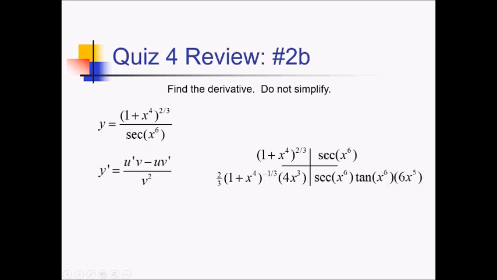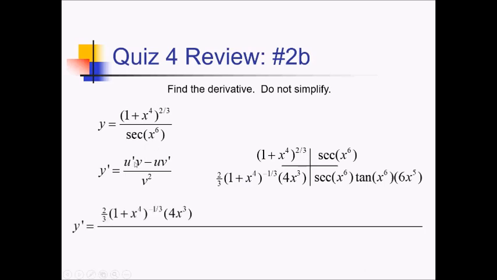And now we're going to use the box and ribbon, the ribbon part of the box and ribbon, to put it all back together. Starting in the lower left, we've got all this stuff here. That's our u prime. Multiplied by v, that's the upper right. Minus this stuff up here in the upper left, times all this secant of x to the sixth stuff down here. So that's all going to be divided by v squared, which in this case means secant of x to the sixth squared.